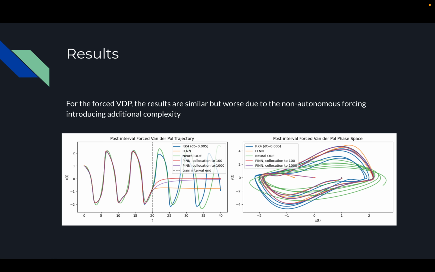For the forced van der Pol oscillator, the results are similar but even worse, including for the neural ODE, in part, I suspect, due to the non-autonomous forcing introducing additional complexity into the attempts to model this equation. And as you can see from both of these slides, the phase space for these is a lot more inaccurate compared to the trajectory modeling, despite the fact that neither of these are particularly excellent.